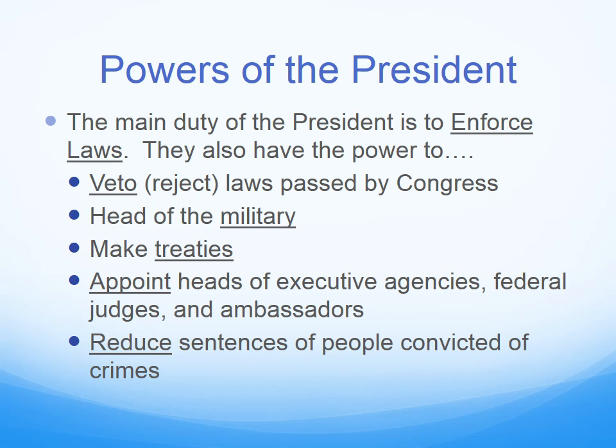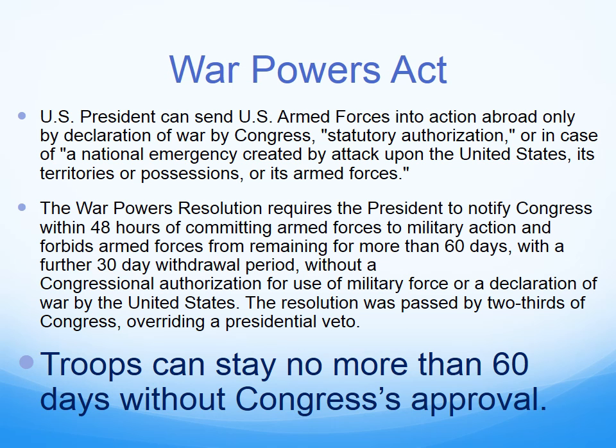All right, so the powers of the president, we already know that he is supposed to enforce the laws. Also having the power to veto or reject laws. He is the head of the military, known as the commander-in-chief. The president is the person who makes treaties, appoints heads of the executive agencies, federal judges, and ambassadors. So again, he can appoint them, but they still have to be approved by the Senate. So that's checks and balances. We'll talk about that a little bit later on. And of course, he can reduce the sentences of people convicted of crimes. So we'll talk about pardons and reprieves a little bit later on as well.